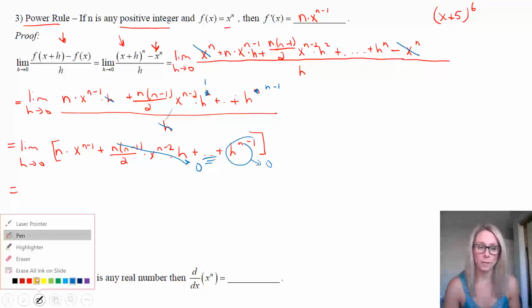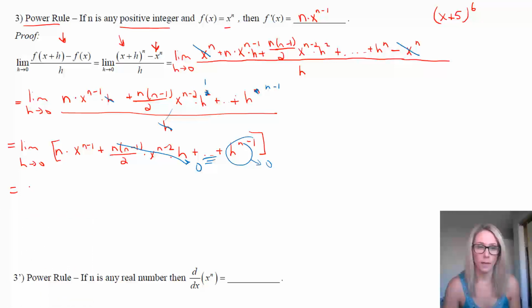So what that tells us is that all we have left is just n times x to the n minus 1. It had no h in it, so there was no limit to deal with. But it, of course, gives us that limit and that derivative. So now we have that. So this is equal to f prime of x for f of x equaling x to the n. So now we have proven it. So that's a big deal. We have proved it. So now we can use it, which is great.